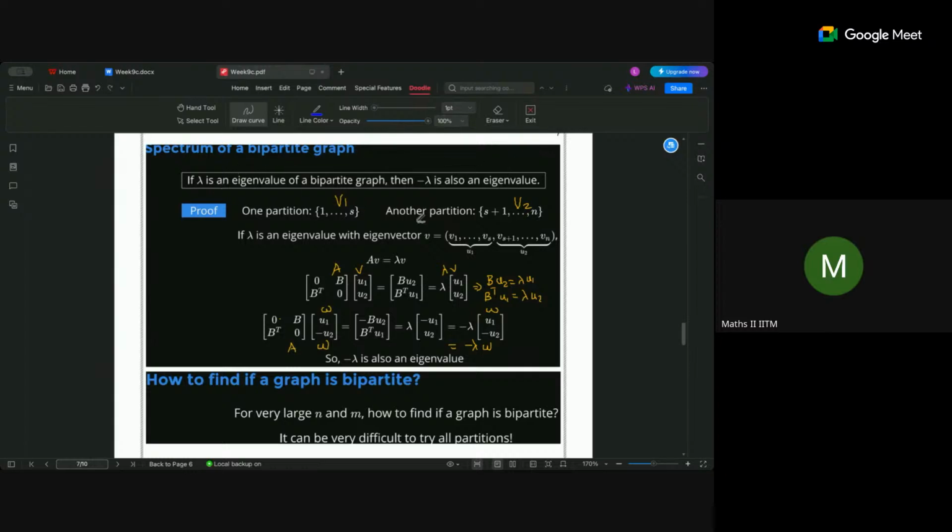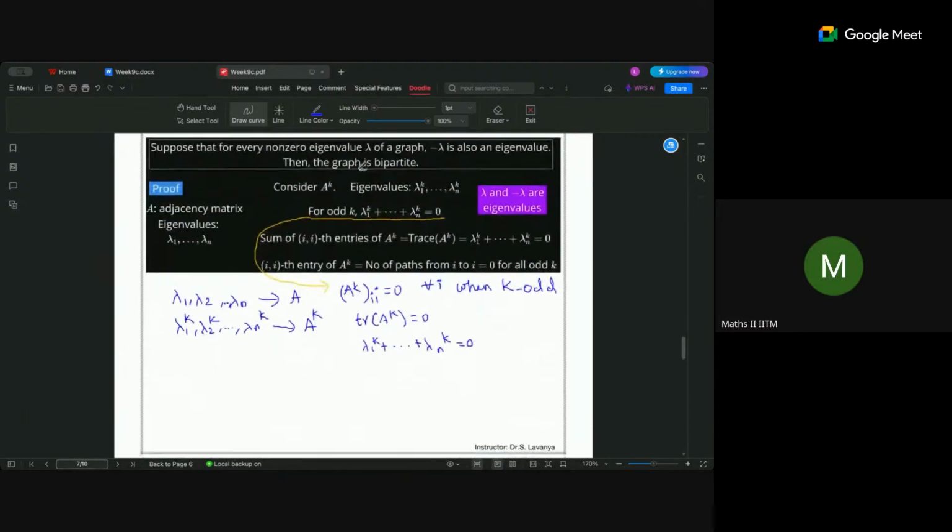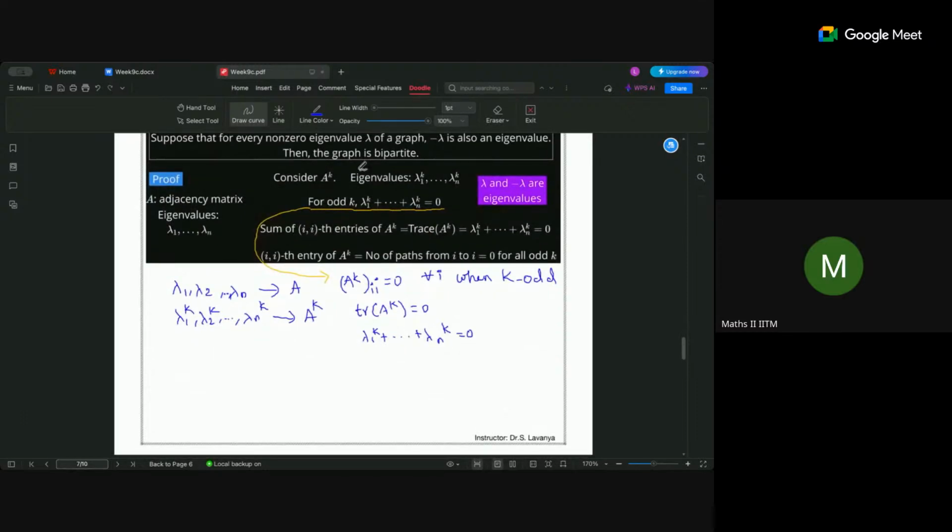Sometimes this property is referred to as the spectrum being symmetric about 0. So if one eigenvalue is at a distance lambda from 0, the other should also be at a distance lambda from 0 on the other side. So it is symmetric about the value 0. Fine, so these are the topics we have seen today. I hope it is clear for everyone. We will continue again on Tuesday.